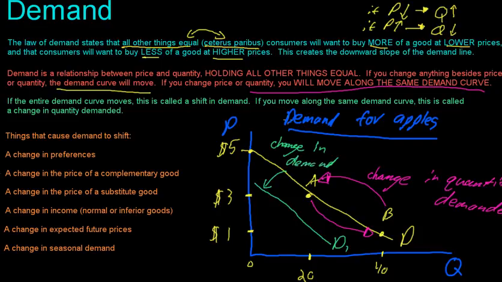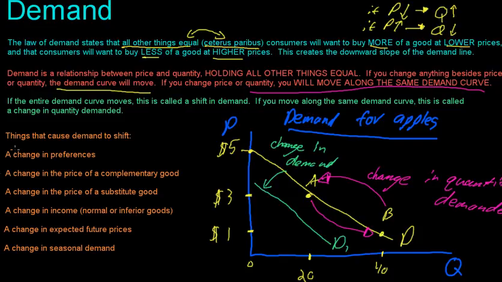Okay, so you know that a change in demand is going to be caused by something changing besides price or quantity. So what are common things that cause demand to shift besides price or quantity? I made a list for you here.